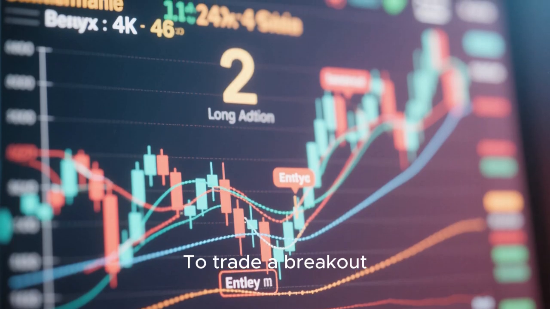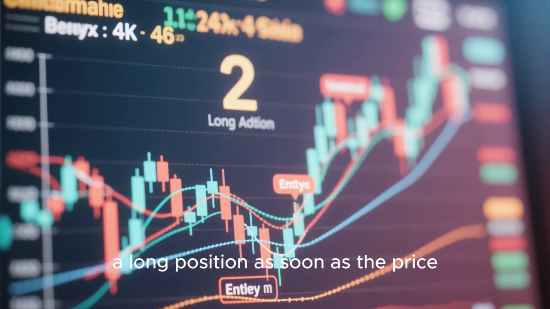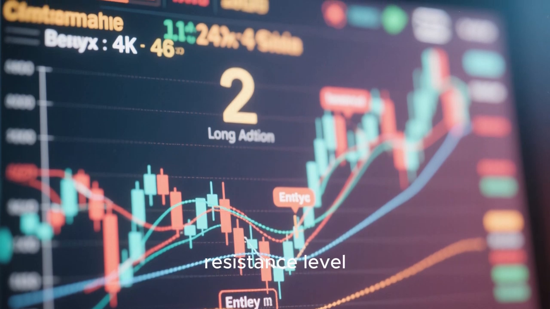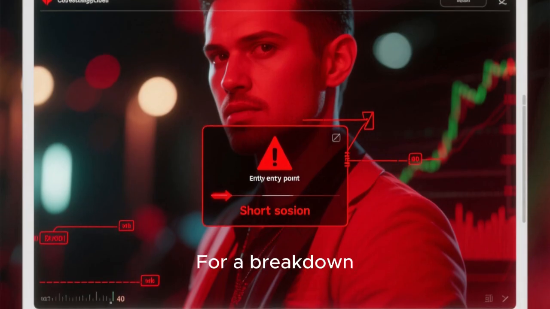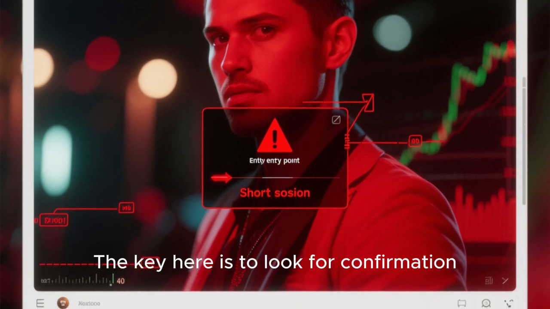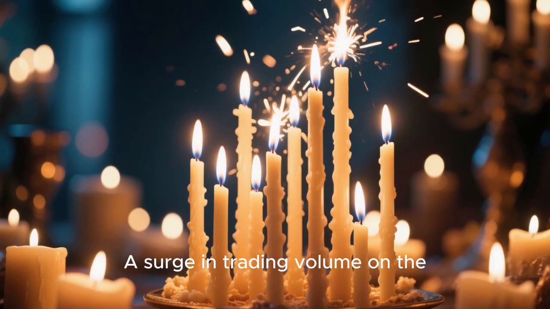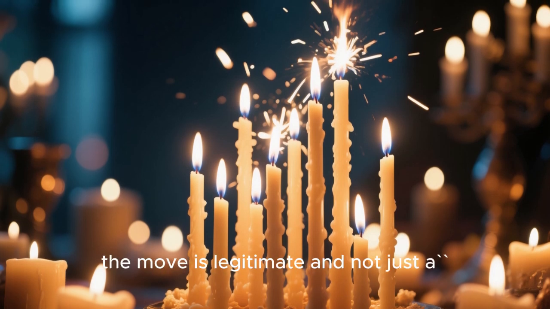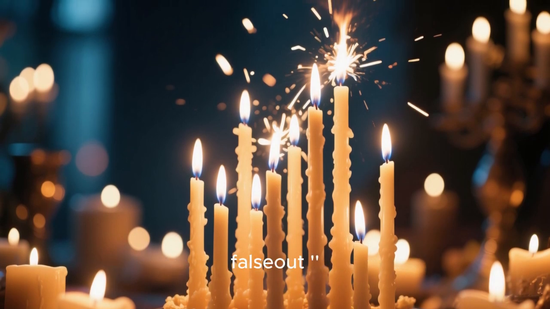To trade a breakout, you would look to enter a long position as soon as the price closes decisively above the resistance level. For a breakdown, you'd enter a short position. The key here is to look for confirmation. A surge in trading volume on the breakout or breakdown candle is a strong sign that the move is legitimate and not just a false out.